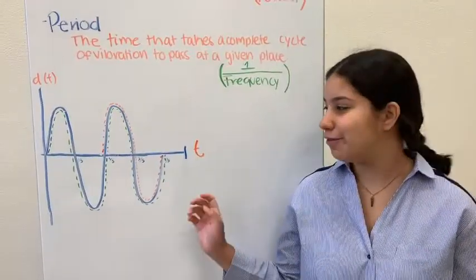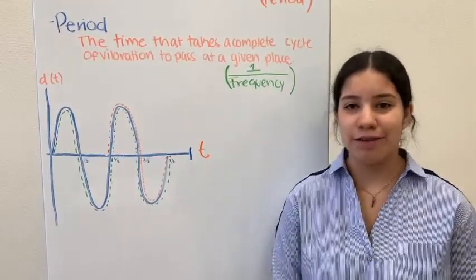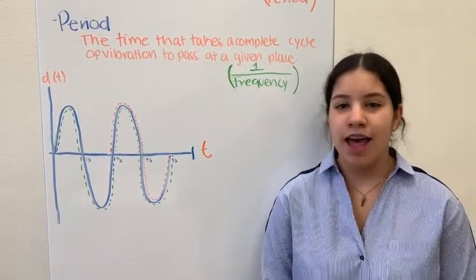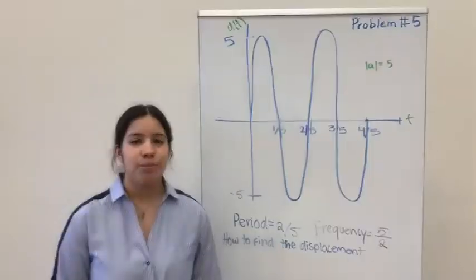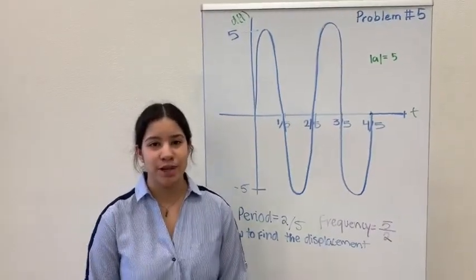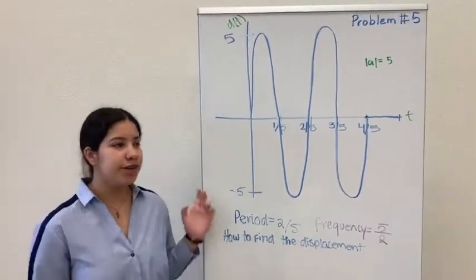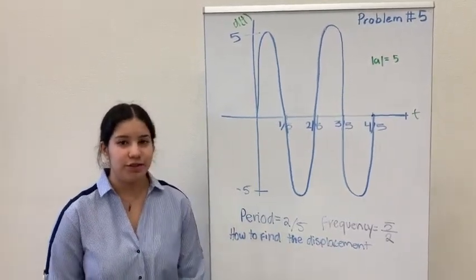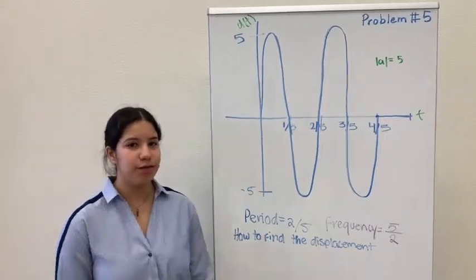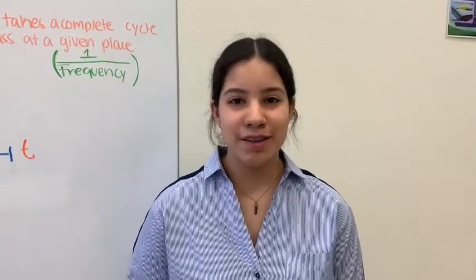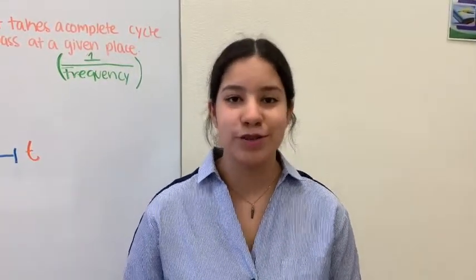In this graph right here, you can see that the frequency is represented in green and the period is represented in orange. By using the formulas that were explained before, the period of this graph is 2 over 5, and the frequency is 5 over 2. One thing to emphasize is that you're always going to have either the period or the frequency.